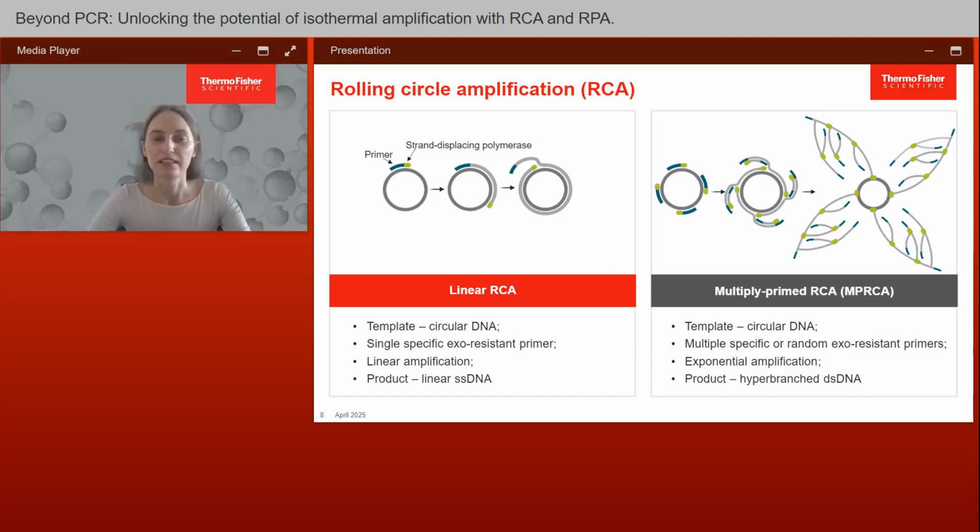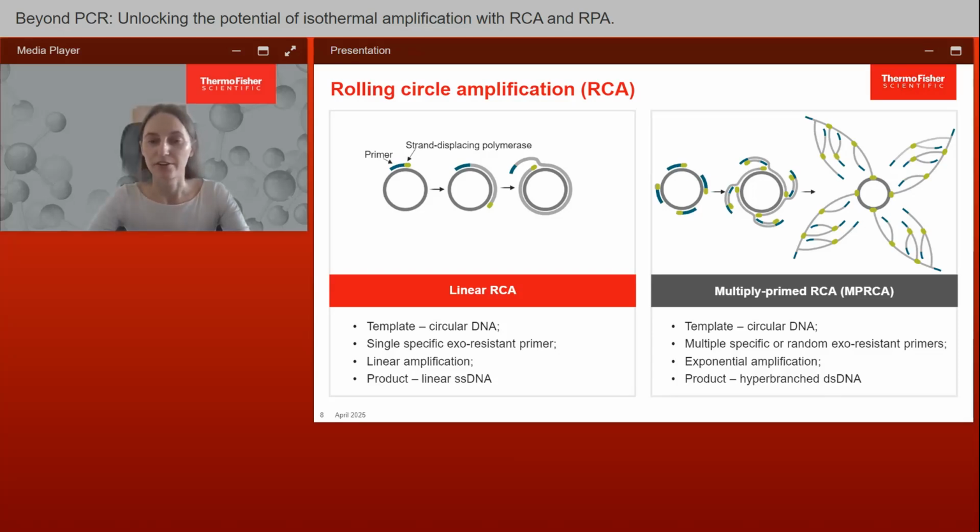So how does linear RCA work? Firstly, the primer binds to the circular DNA template, and strand displacing DNA polymerase extends around the circular DNA. When it reaches the newly synthesized DNA strand, it displaces that strand and continues going around the circle repeatedly. This amplification continues in a linear manner and results in long concatemeric DNA with tandem repeats of the template.